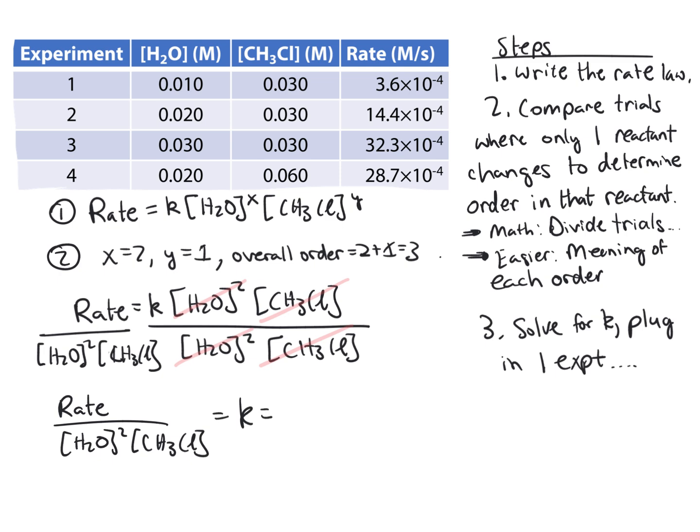And then I can just start plugging that in. So I can pick one trial. Maybe arbitrarily I'll pick trial 1. It's the first one. So I plug in all these things from trial 1. So I'll use the rate from trial 1, which is this number up there.